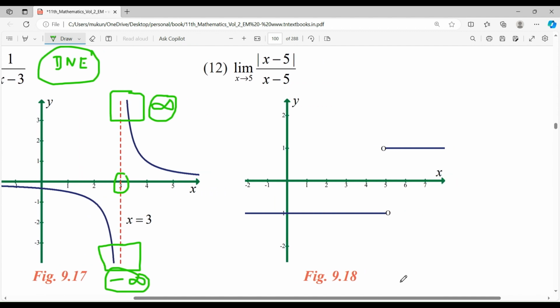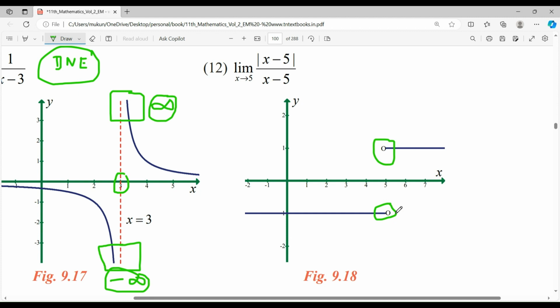I'll move to the next one, again an interesting problem, which is mod of x minus 5 divided by x minus 5, right? So what you see on the right of the page is the graph of this particular function. At x equals 5, it is indeterminate, right? Which is why you see these open circles here at 5, right, for both the lines. So that's point number one, which means that the function is indeterminate for x equals 5. That's point number one.